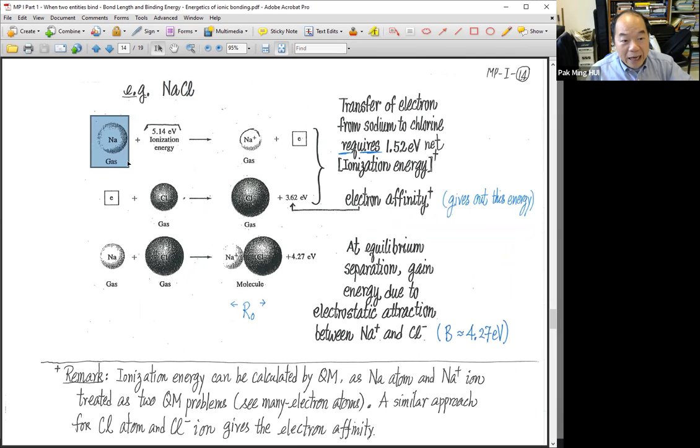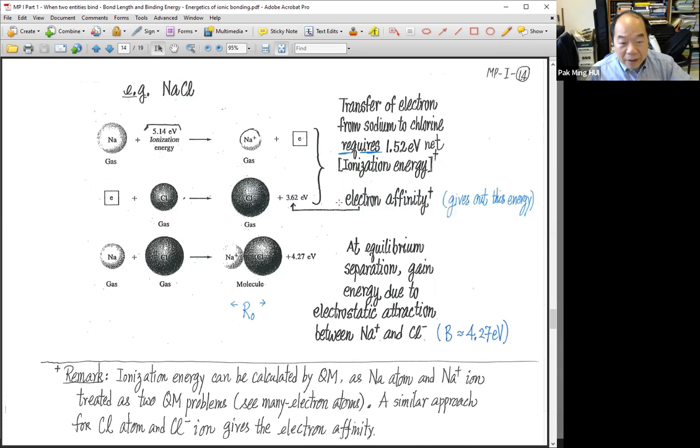For a sodium atom, you have to give 5 eV in order to take the electron away. This is called ionization energy. Therefore, ionization will not occur by itself. Now, for a chlorine atom, you give it an electron, it's happier. It forms chlorine minus, and it gives out 3.6 eV. This is called electron affinity.